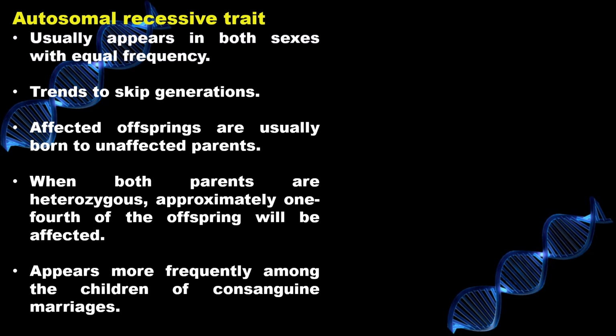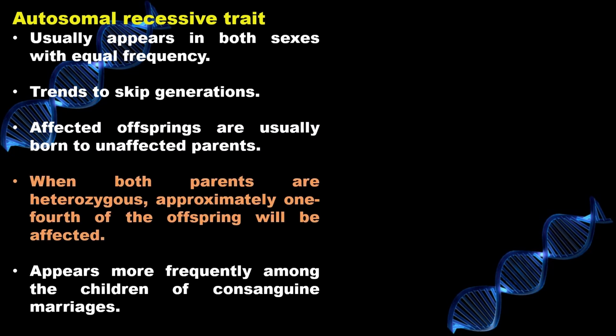Then it tends to skip generations, meaning that there will be unaffected persons in one generation, and the following generation will have an affected person. So it tends to skip the generation. Then affected offspring are usually born to unaffected parents. If the offspring are affected and we check their parents, then the parents will sometimes be unaffected. Okay, so when we see that, it is the symbol of autosomal recessive trait.